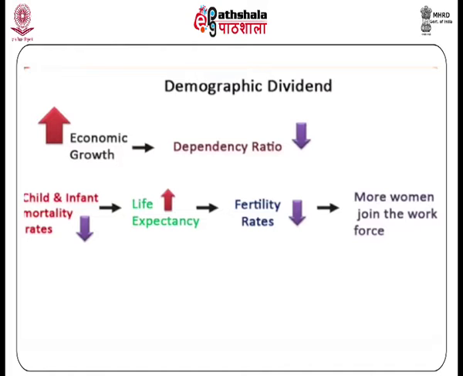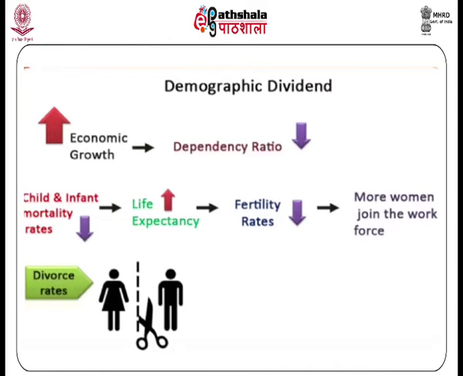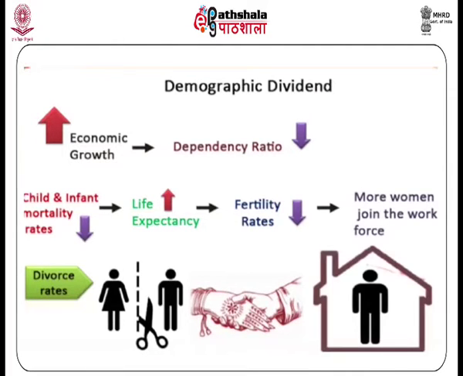Government policies can be more effective at the time of the demographic dividend, but the time may also see social changes such as increasing divorce rates, postponement of marriages, and growth of single-person households.